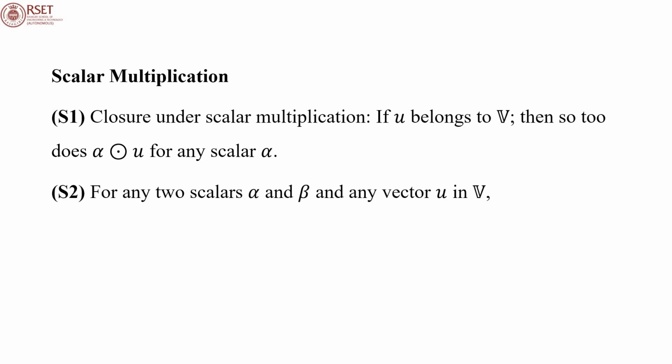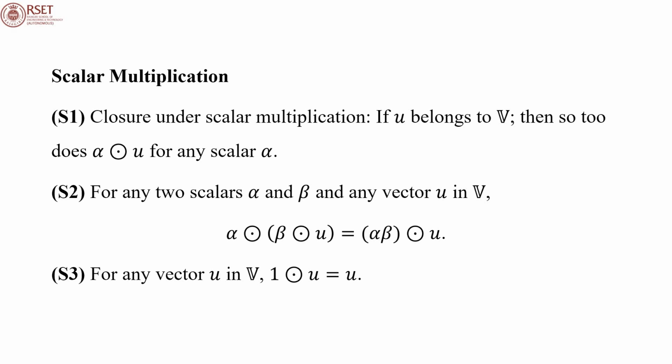The second property is for any two scalars alpha and beta and any vector u in capital V, alpha dot (beta dot u) must be the same as (alpha beta) dot u. That is, suppose we take the product of beta with u first, and then take the resulting product with alpha, it must be the same as alpha beta times u.